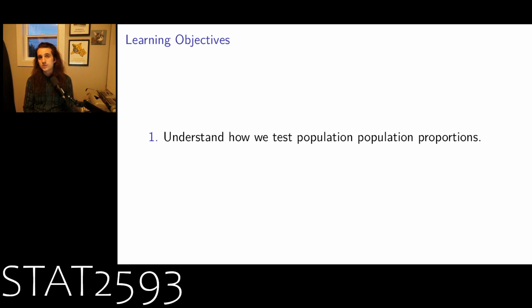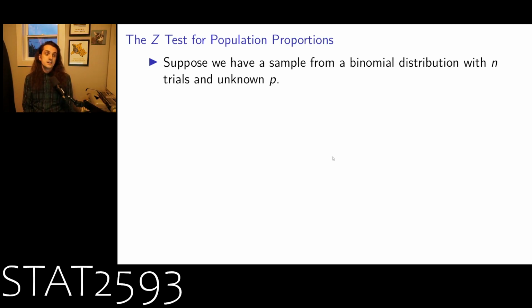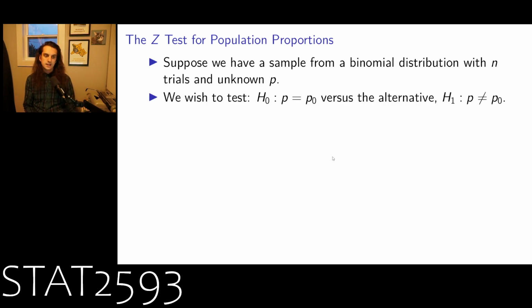If you think back to when we looked at confidence intervals for population proportions, we saw those followed basically the same procedure, where we essentially took the normal approximation to the binomial and then used that to come up with our confidence levels. We're going to be able to do a similar thing when we're testing the hypotheses around them. So if we assume that we're taking a sample from a binomial distribution with n trials, and we don't know what p is, and we think about testing a hypothesis of the form p equals p naught versus some alternative of p not equal to p naught.